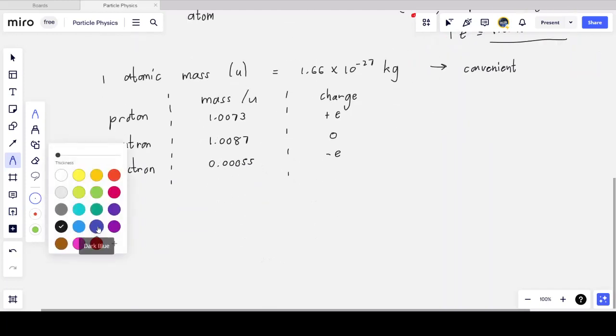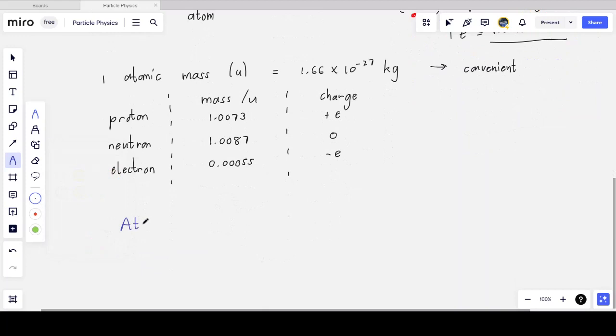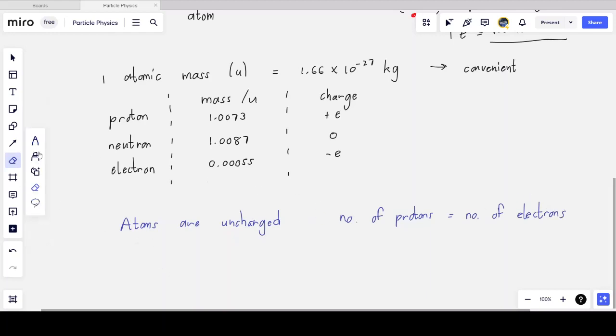Now, in general, atoms are uncharged. So a typical atom shouldn't have a total charge on it. Well, if we look at what we've described above, this means that the number of protons in an atom should equal the number of electrons. And so the total charge will balance, as I have as many positive charges as I do negative charges. And so this is an uncharged atom.